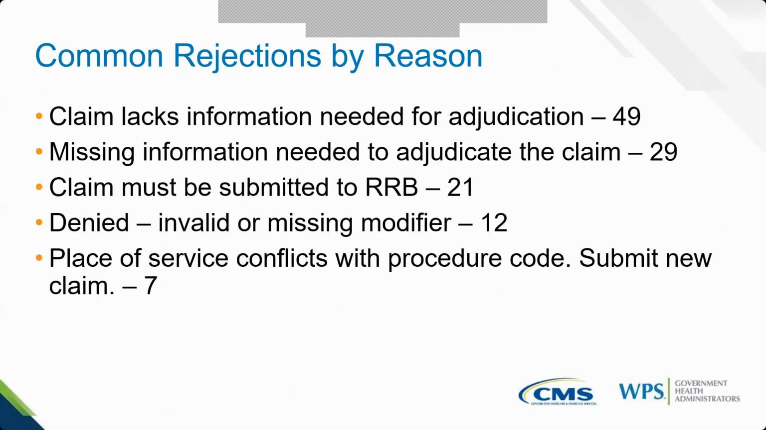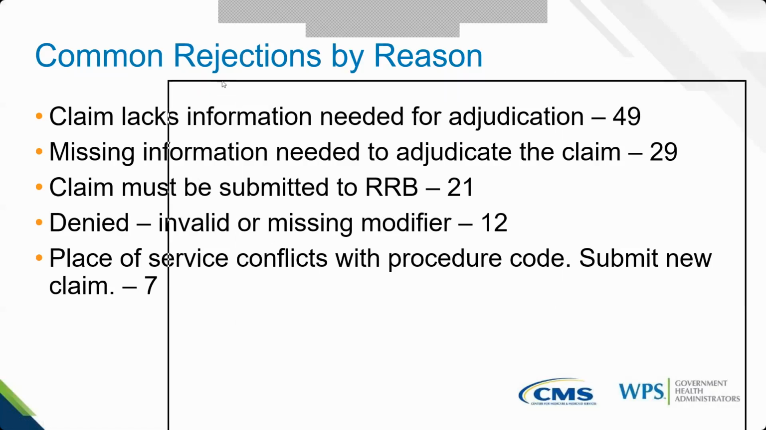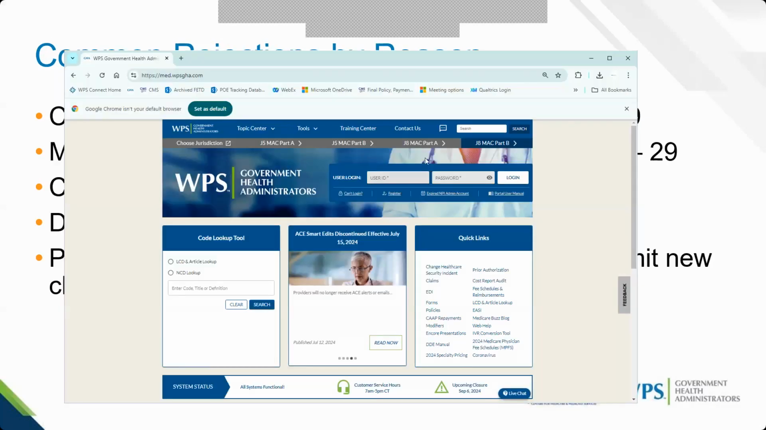The next common rejection based on that data I pulled was, look at that first word. It says denied, but this is actually a rejection. Again, we can't control that it says denied when it's a rejection. This is the reason, and it's not maintained by WPS. Invalid or missing modifier. Well, where do you go for that help? Out on the WPS website, and there's links included in your materials for you.